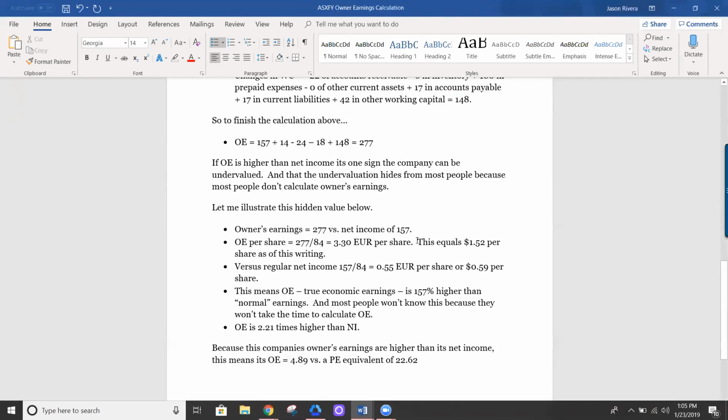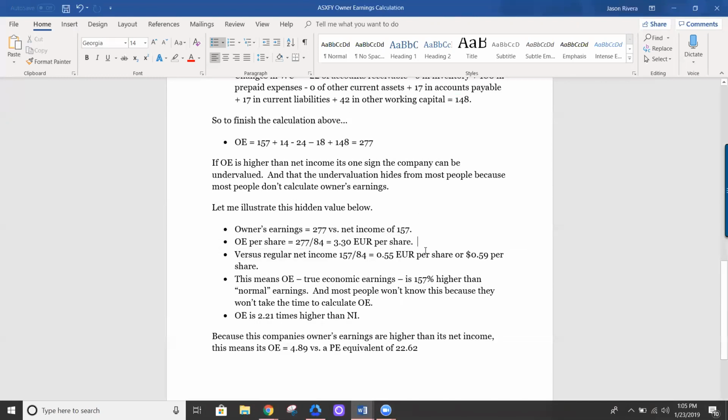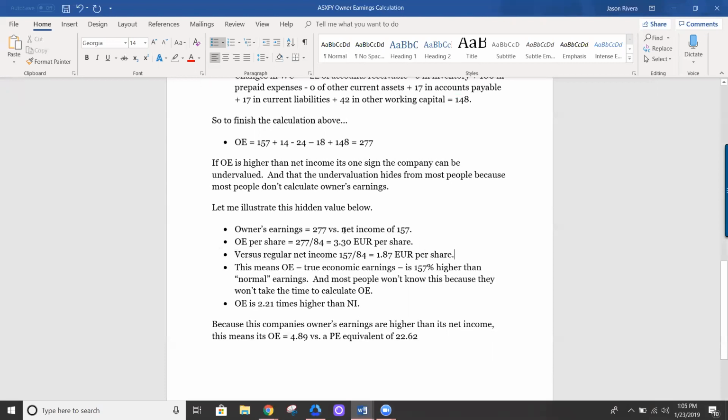Versus 157, which is 1.87 euros per share. So what does that mean to you guys? This number compared to this number, if anything, what does this mean?